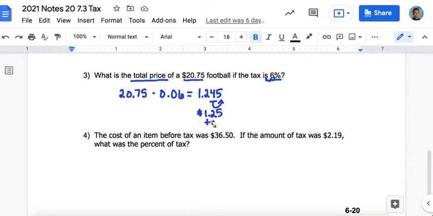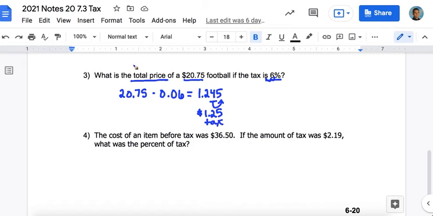Now remember, this is the tax. And I want to just say one other thing here. This is where your mental math 10% tricks come in handy. So if we took 10% of this, move it one to the right, it'd be $2.07, which would round up to $2.08. And so my tax of $1.25 seems reasonable. Because what can happen when we're multiplying by the decimal is you might change your percent to a decimal incorrectly. So it's important that we use our mental math tricks to ensure that we did in fact move it correctly.